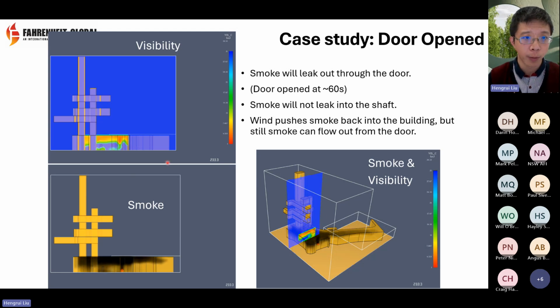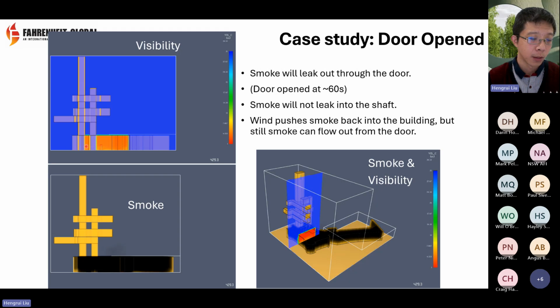Under this scenario, since we have the door open here, it's actually connected to the ambient, to the environment. So there should be no big pressure difference between the fire compartment, which is ground level, and the lift shaft, so we don't really see smoke penetrating or leaking through the lift shaft.